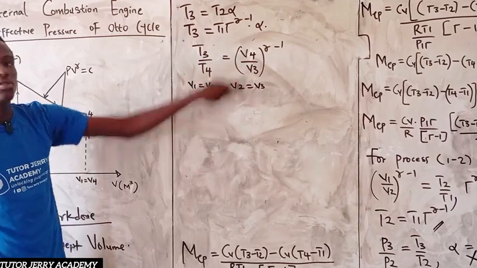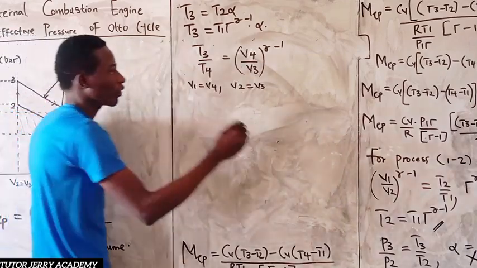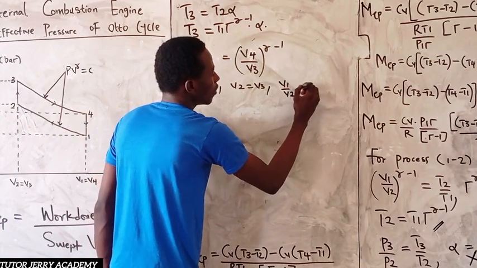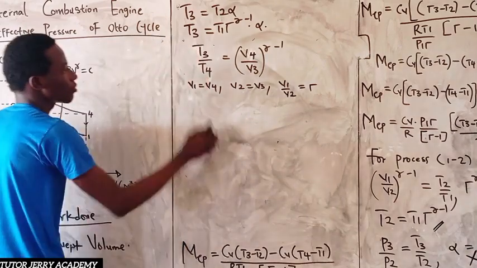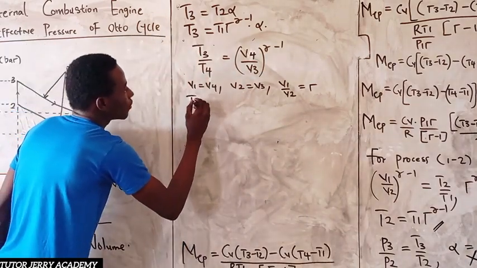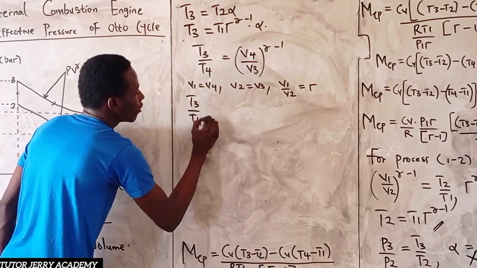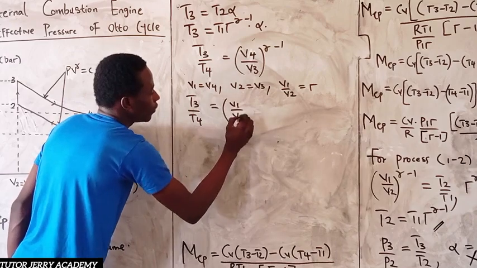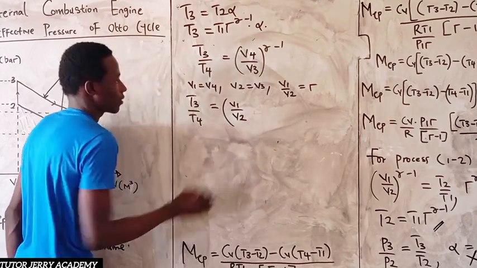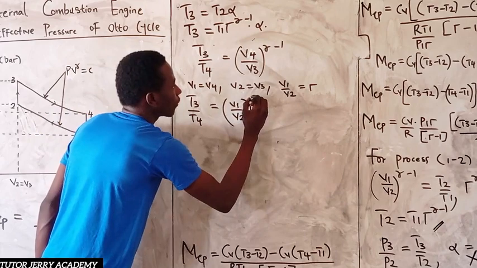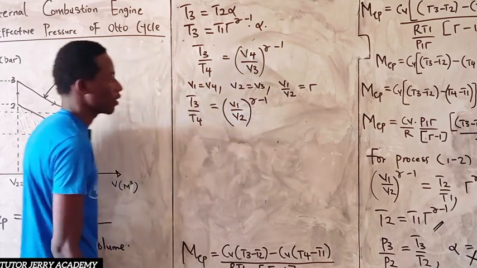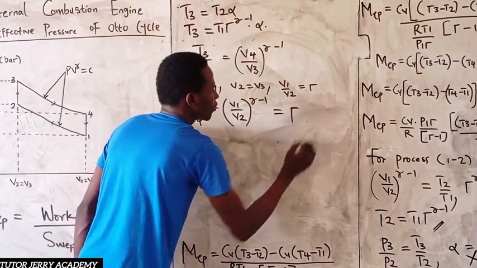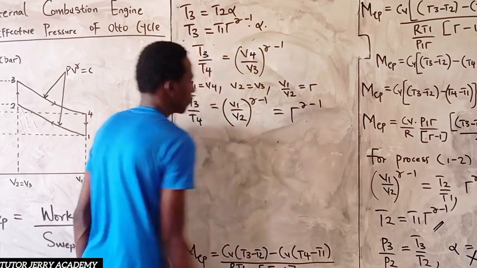So V1 being equal to V4 and V2 equal to V3, I can further substitute V2 and V1 into this equation. And don't forget that also V1 over V2 is equal to the compression ratio. So if I substitute this, I'm going to have T3 over T4 equal to the bracket of V1 over V2, all into the bracket of gamma minus 1. So this is equal to compression ratio to the power of gamma minus 1.